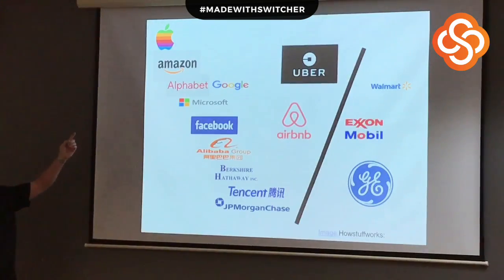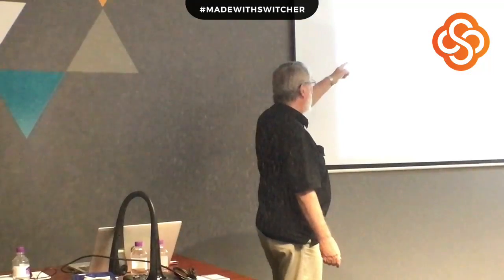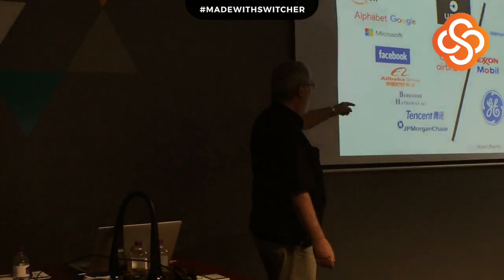Apple, actually Amazon has now replaced Apple at the top. Alphabet, which owns Google, Microsoft, Facebook, Alibaba, Berkshire Hathaway, Tencent, JP Morgan. These are all companies that make their money, the 10 largest companies in the world, by moving bits, changing bits of information and sending them around the world. That's the basis of our economy.